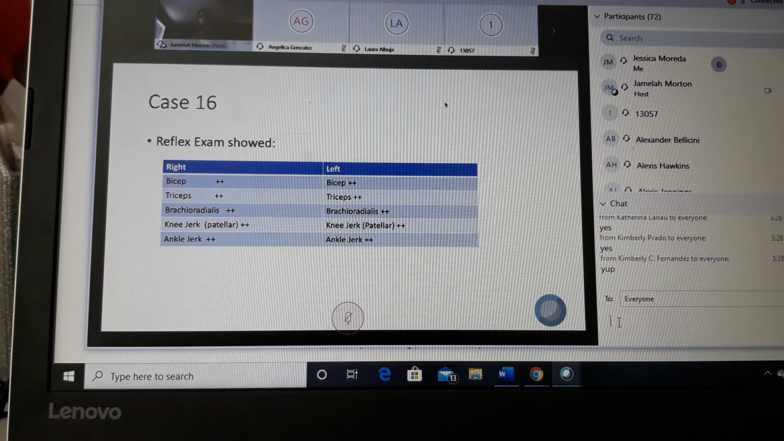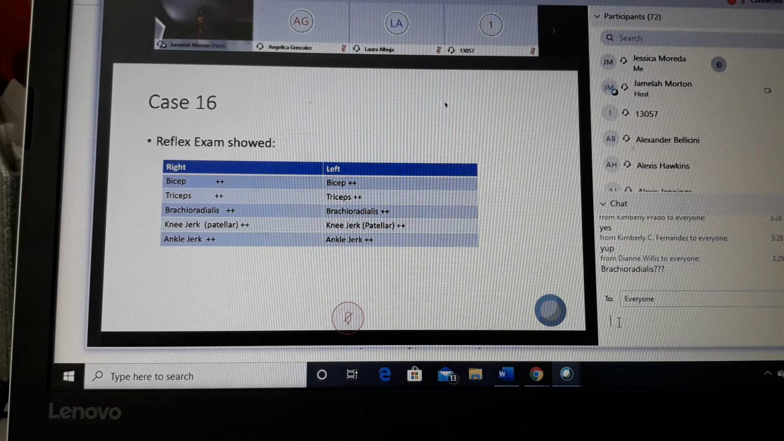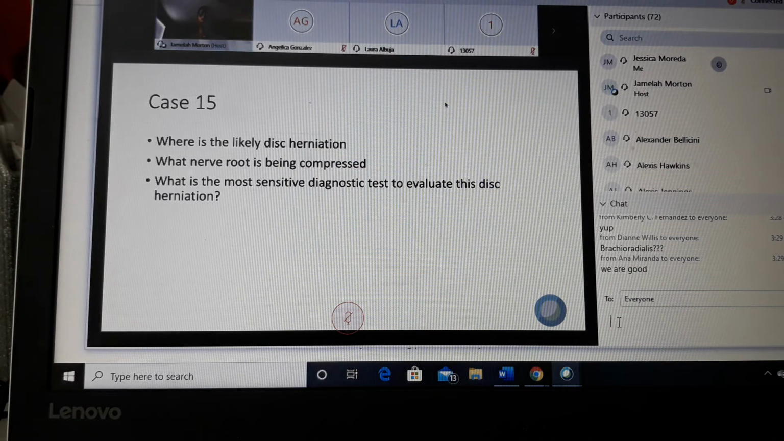Does anybody need me to demonstrate the reflexes, or you're good with that? Okay, no comments? All right. Yeah, someone asked me, what about the brachioradialis? Brachioradialis is about C8 to T1.